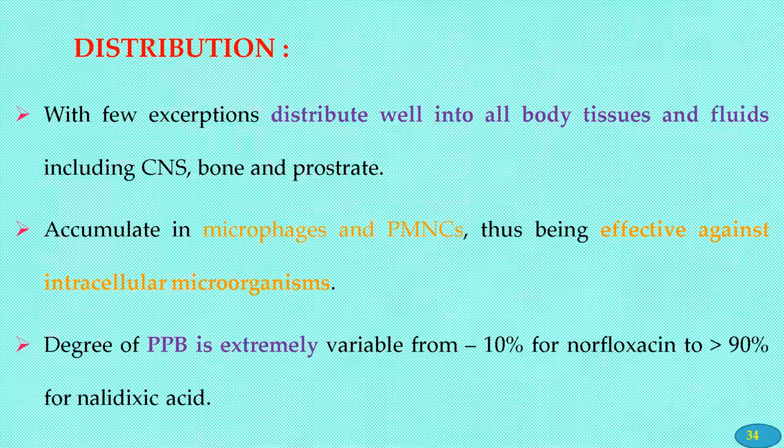So coming to the distribution, with a few exceptions, it is distributed very well into the body. Then all the tissues are affected, and it accumulates in the macrophages and polymorphonuclear cells, and this is effective against intracellular microorganisms. The plasma protein binding is extremely variable, from 10% to 90%, depending upon the agents.